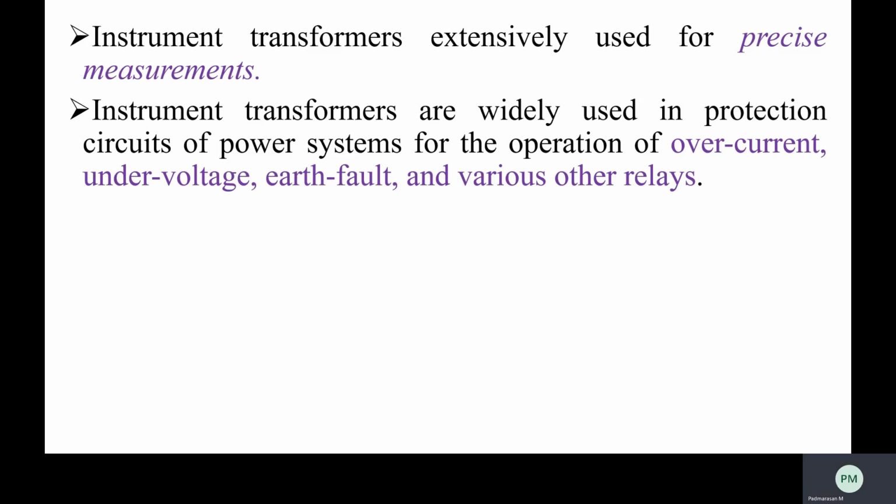Instrument transformers are extensively used for precise and accurate measurements. These instrument transformers are widely used in protection circuits of power systems for the operation of various types of relays, like over current relays, over voltage relays, under voltage relays, earth fault relays, and various other types of relays.